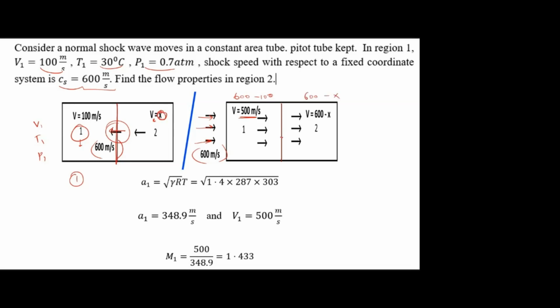And in this wave, previously 600, now 600, then it gets cancelled. Finally, we are getting a stationary wave. That is, we have 500 on this side, and on this side we have 600 minus x, with a stationary wave.